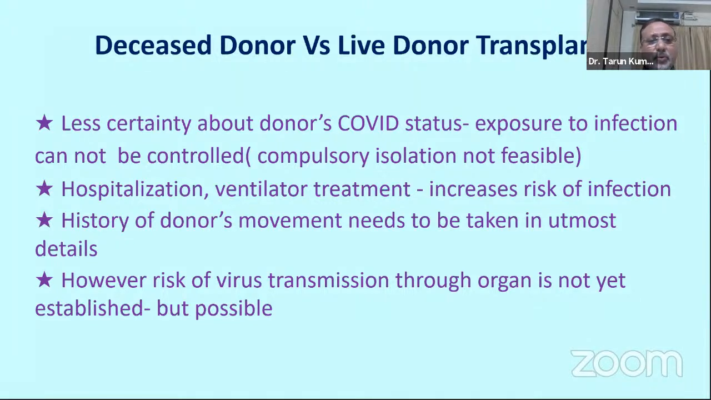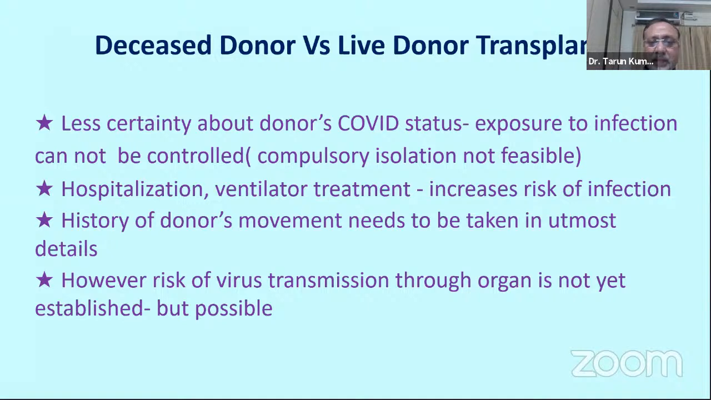So a few words about live transplantation versus cadaver or deceased donor transplantation. In live transplantation, we can keep the donor and recipient under strict isolation 2 weeks prior to the transplantation to prevent them getting any infection. But in case of a cadaver transplantation, that is not possible. Cadaver transplantation is done in emergency when the donor is available, a brain dead donor is available.